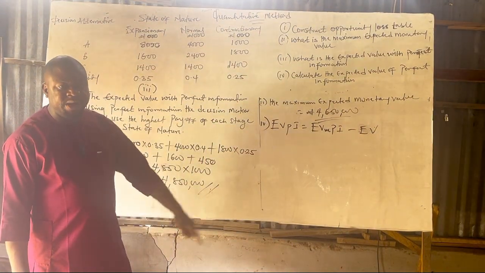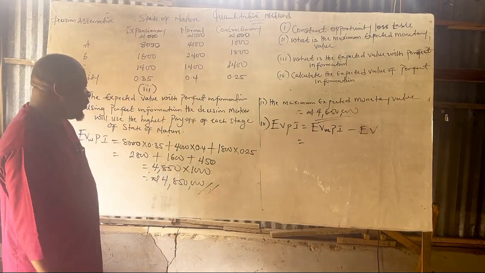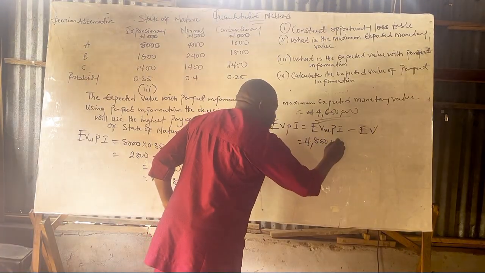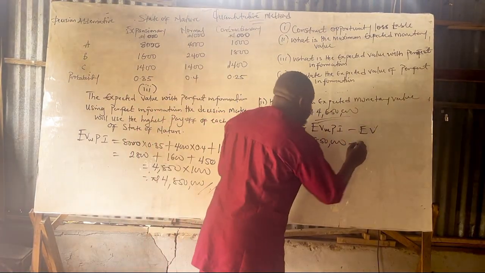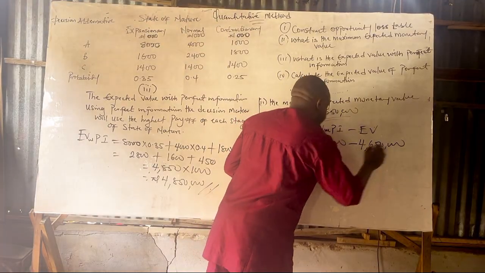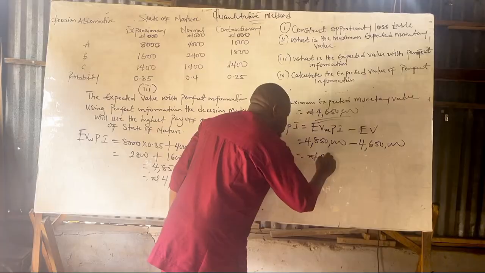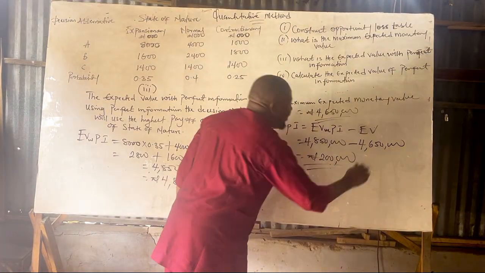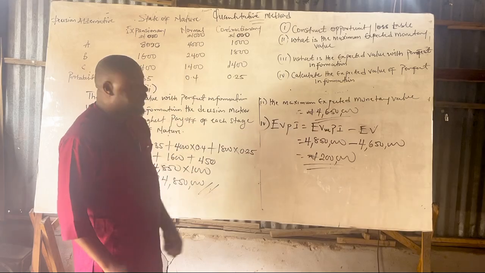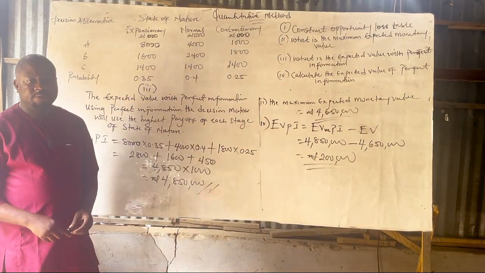So this will be equal to the expected value with perfect information, 4,850, minus 4,650, which will give us the final answer of 200 as our final answer for this. So that's just what you were asked to solve, and this is the solution to the problem. Are you there, class?